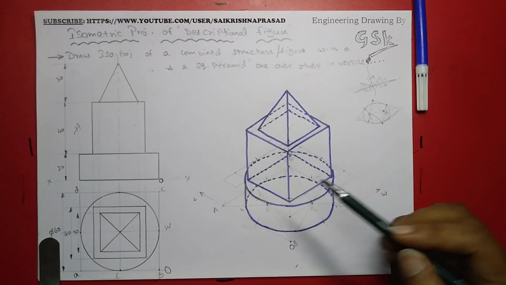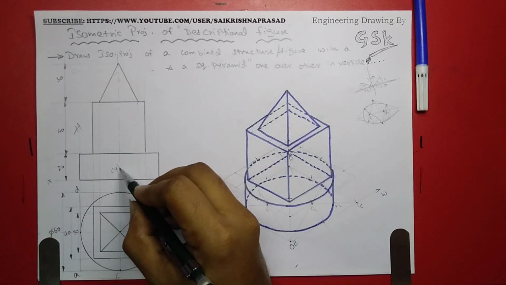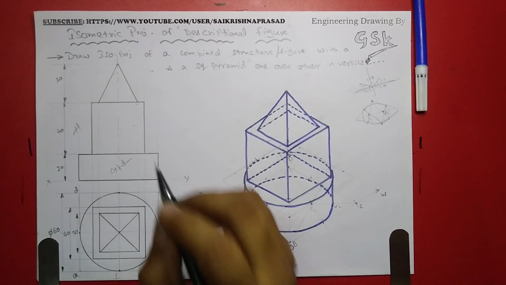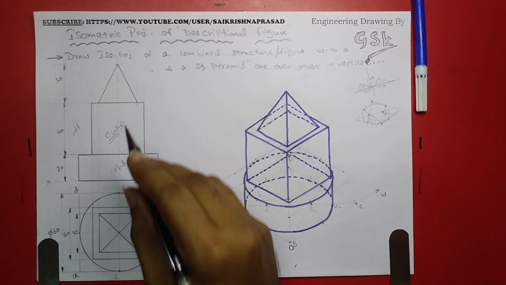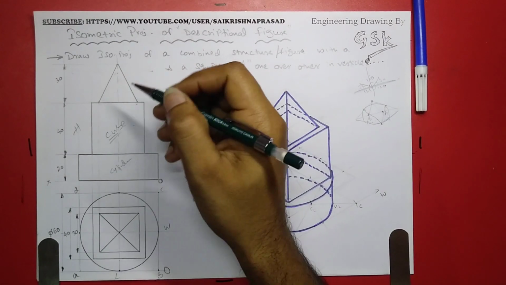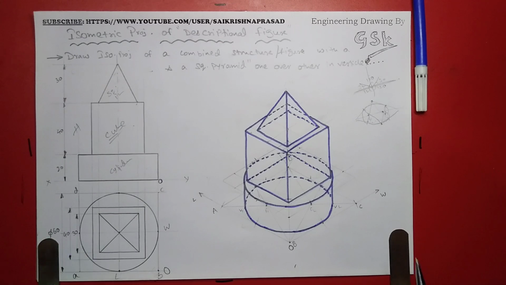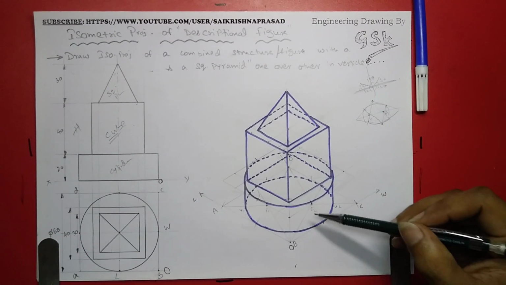Construct the isometric structure of this combined figure. This is a cylinder. Top view is a circle, front view is a rectangle, and this is a cube. Top view is a square, front view is a square, and this is a square pyramid. This is the front view, this is the top view. Here, the square pyramid, cube, and cylinder in isometric structure.